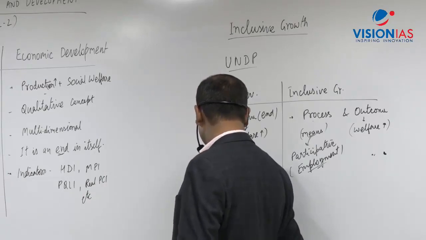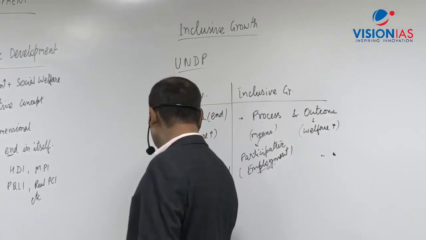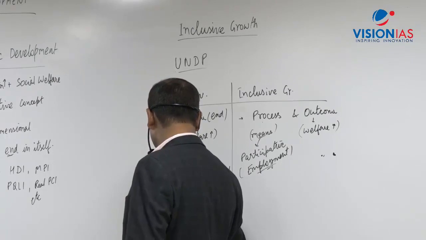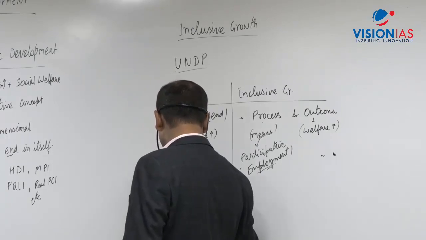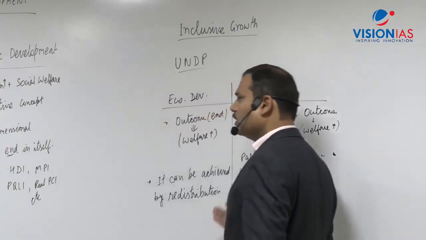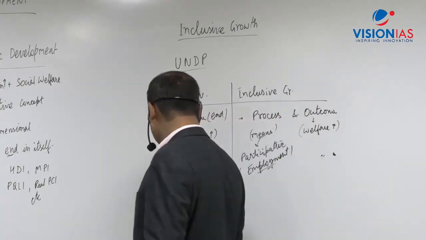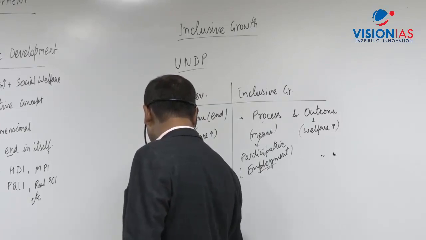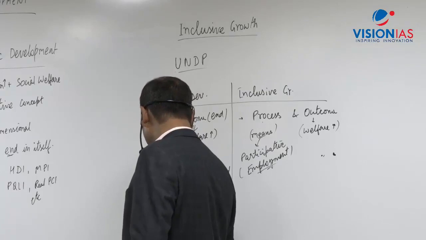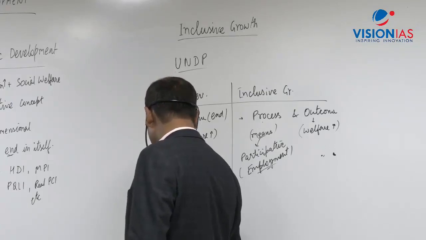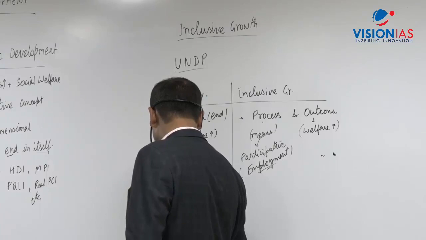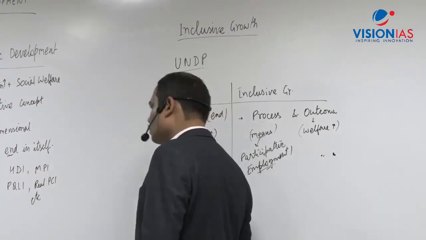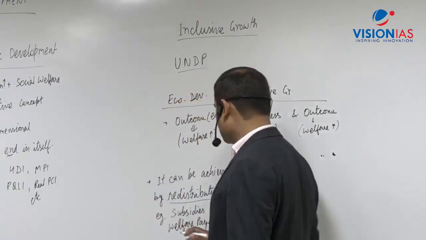It can be achieved by redistribution. Okay, redistribution or redistributive policies can be achieved by redistribution. Redistribution means, for example, subsidies like food subsidy and welfare payments like old age pension. Okay, so it means payment to vulnerable people: old age pension, widow pension, etc.